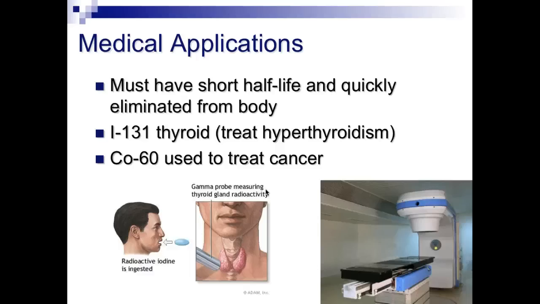And cobalt-60 is used to treat cancer. So what will happen is that you would ingest iodine, and then you would be put into a machine, and the gamma probe would measure the thyroid gland's radioactivity. And that's how they would use iodine-131 to figure out what's going on with your thyroid.